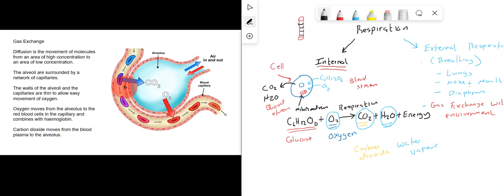Carbon dioxide, on the other hand, is taken from the body, from the cells, for example, when respiration happens, and it's brought to the alveoli. It passes across these membranes into the air sac, and then we breathe it out. So carbon dioxide moves from the blood plasma to the alveolus.